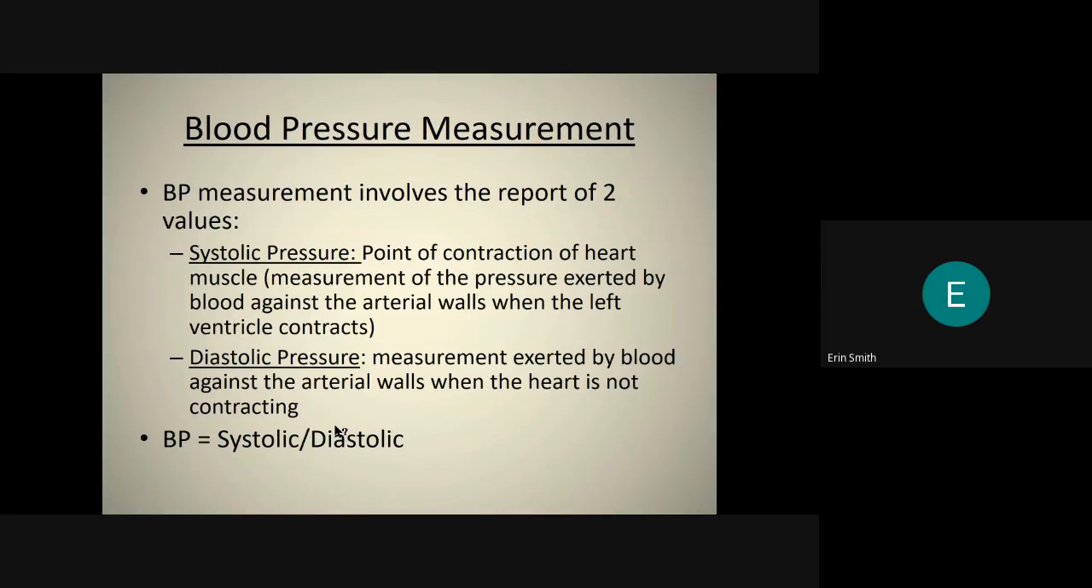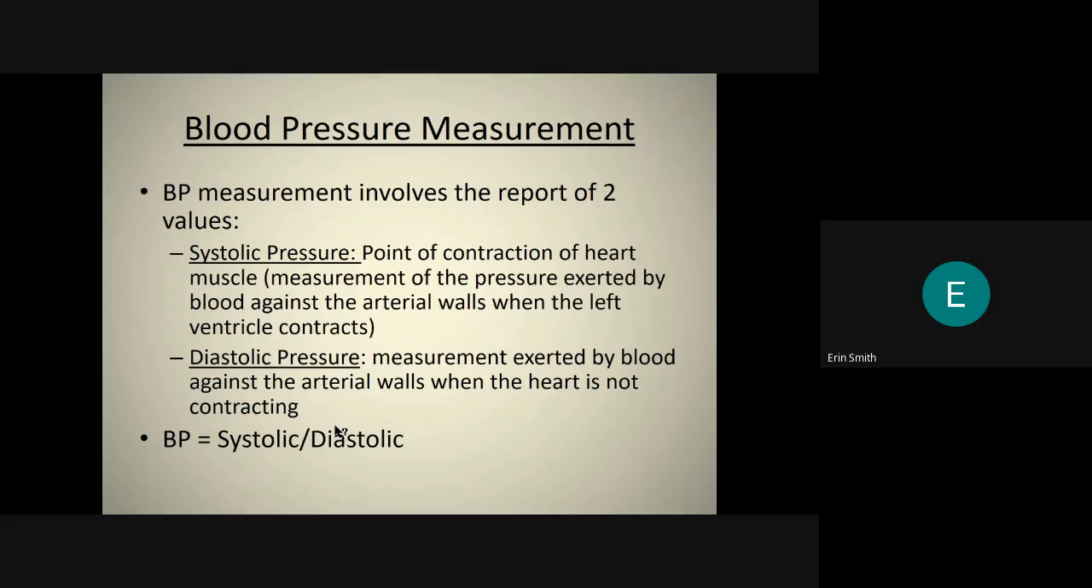So blood pressure measurement involves the report of two values. I'm sure you have heard blood pressure readings when you get your blood pressure taken, the nurse will say, oh, you're 120 over 80 or you're 130 over 85. But you might not have ever really known what that was actually measuring.